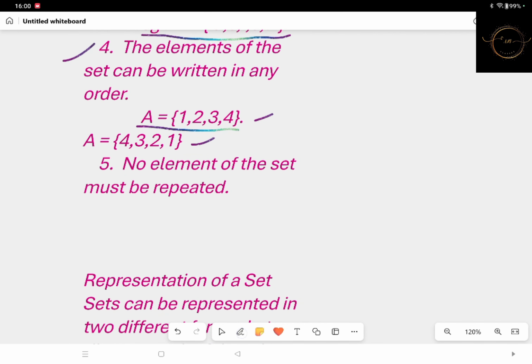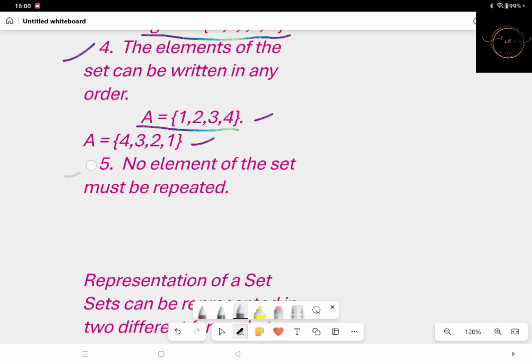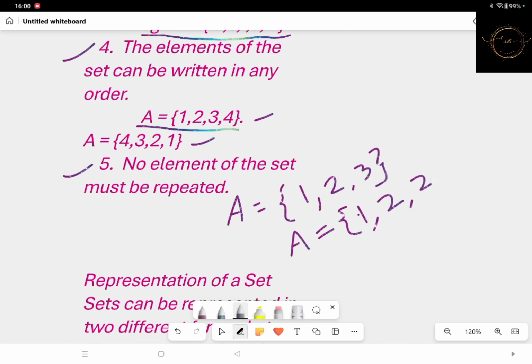And the fifth and the most important property is that no elements of the set can be repeated. That means what? If I am taking this set capital A, and suppose there are elements 1, 2, 3, suppose these are the three elements of the set. And by chance, if you are writing the elements as 1, 2, 2, 3, that means you are writing 2 two times.